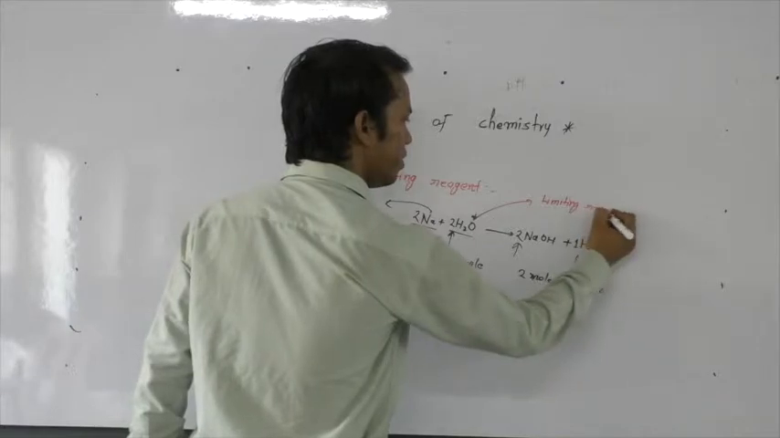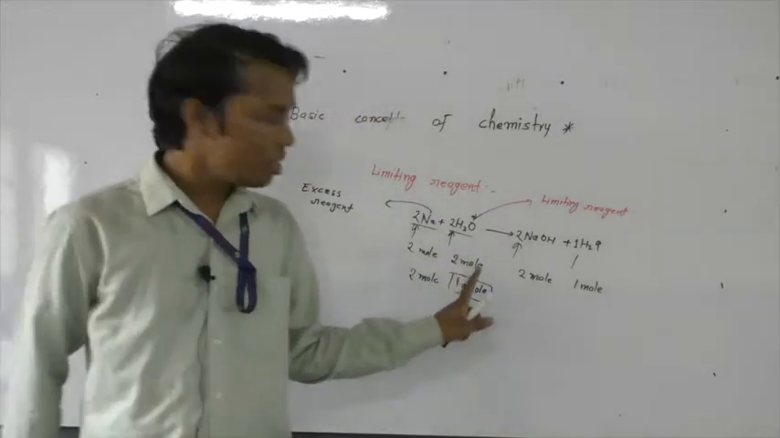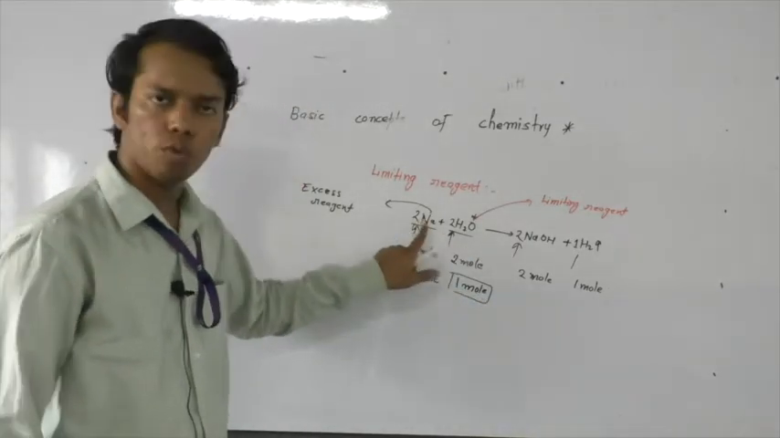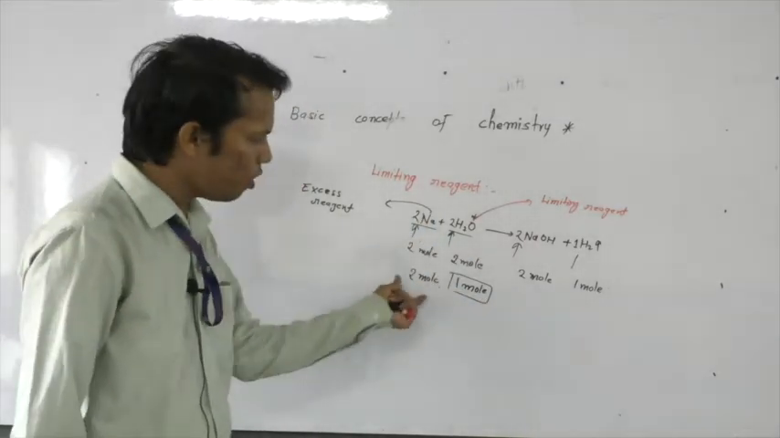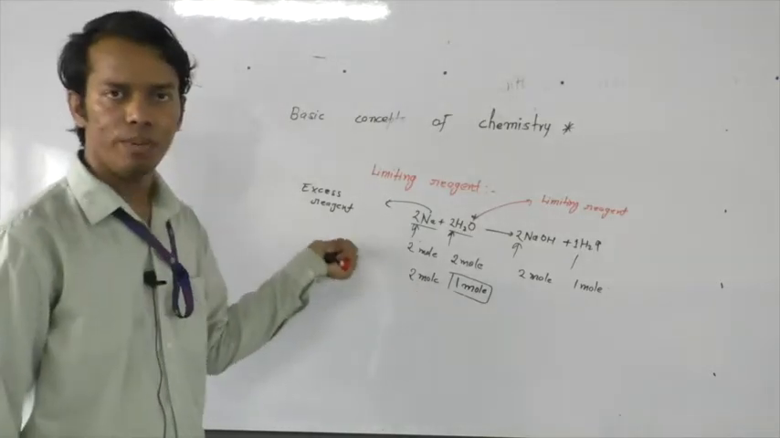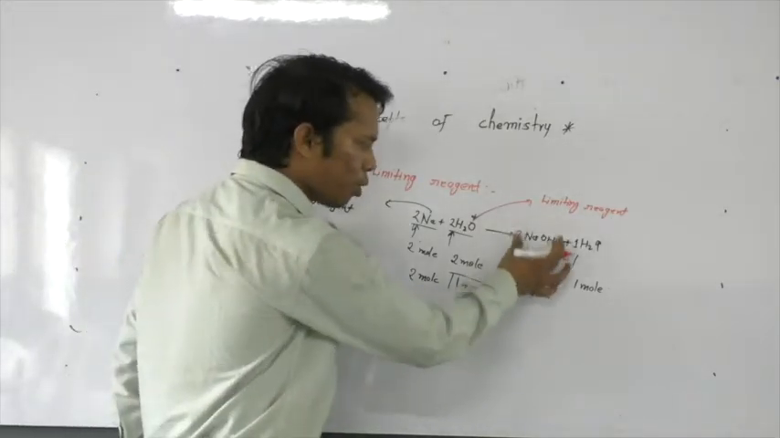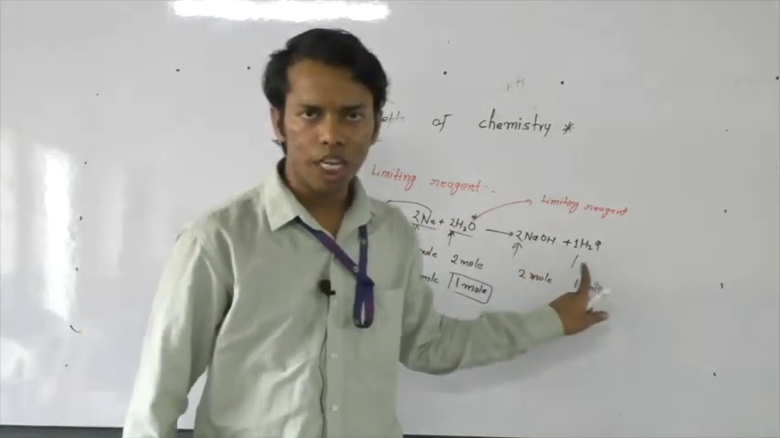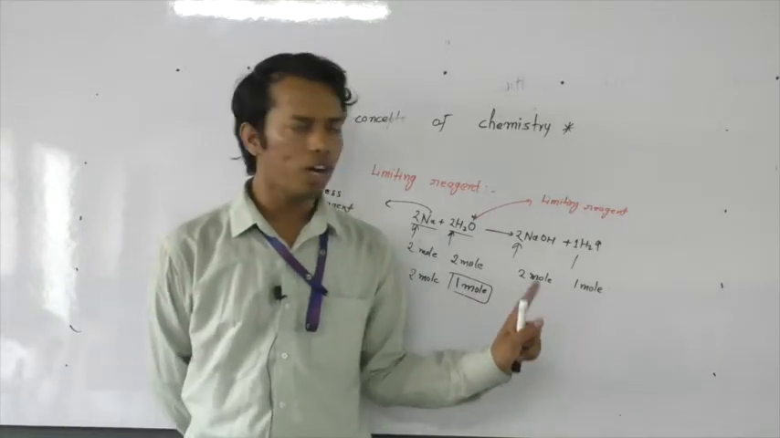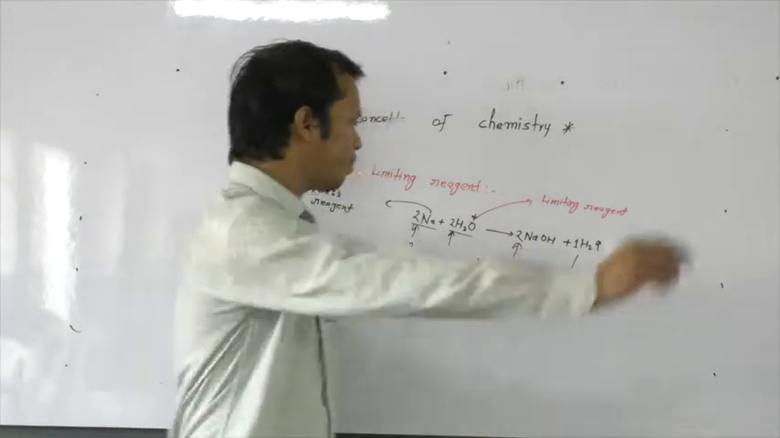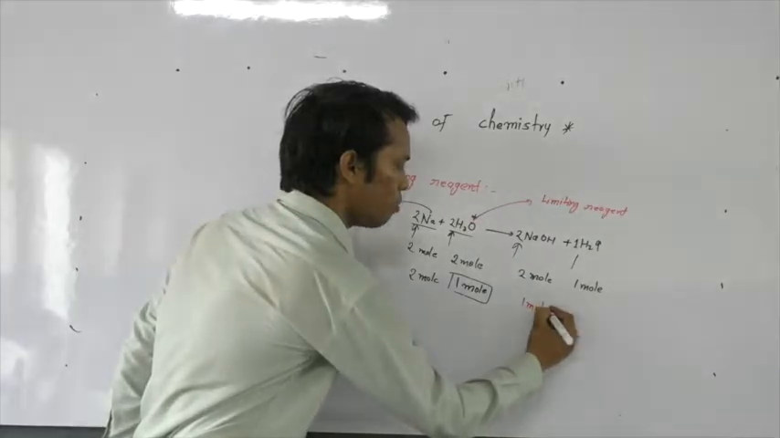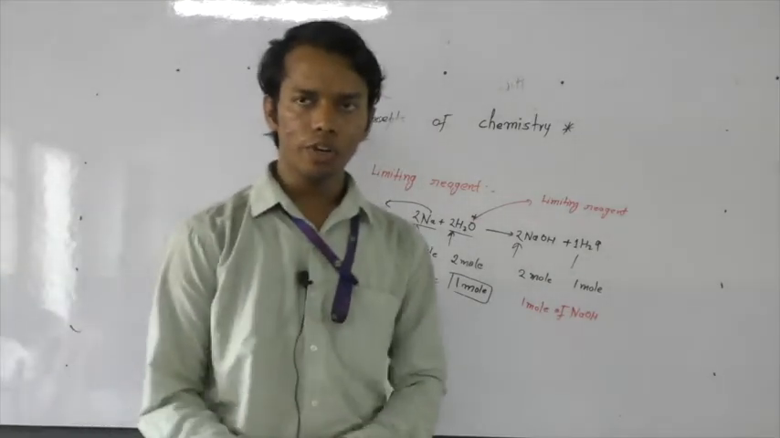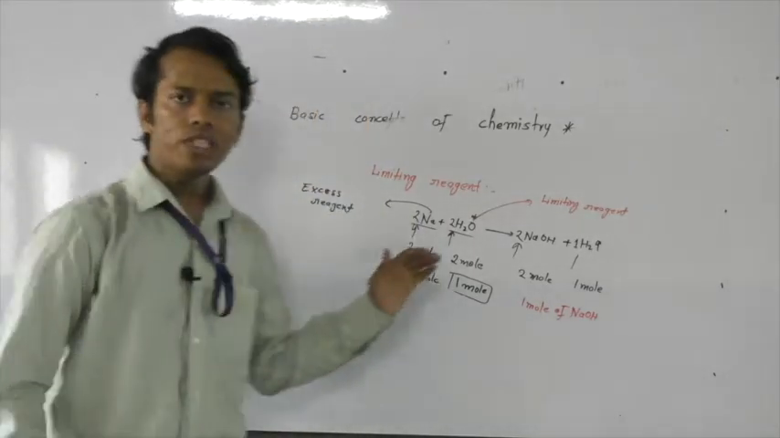Correct? Since we are taking only 1 mole, 1 mole of water will require how many moles of sodium? Only 1 mole of sodium. So 1 mole will be remaining. That is, 1 mole of excess reagent will be remaining. So only 1 mole of product you will get. Correct or not? See, for 2 mole of water you will get 2 mole of sodium hydroxide. But since you are taking only 1 mole of water, you will get 1 mole of sodium hydroxide. Correct? Correct or not?